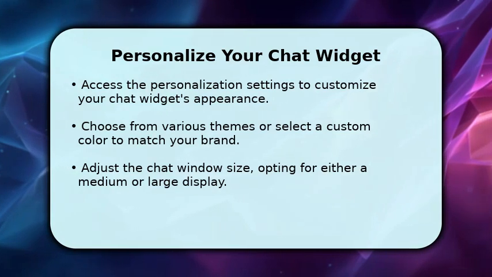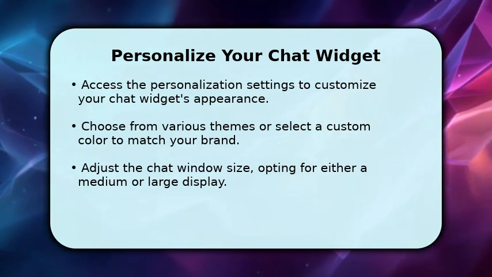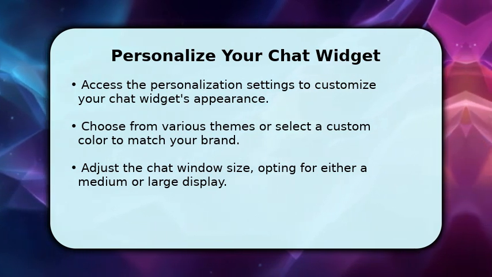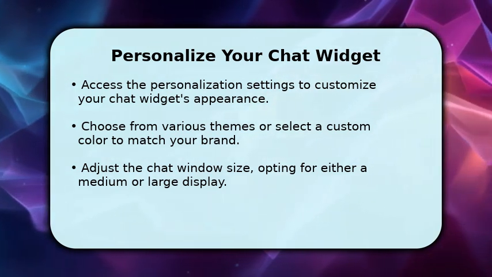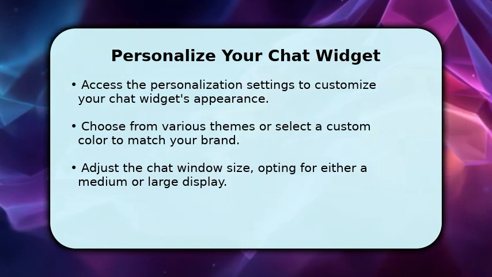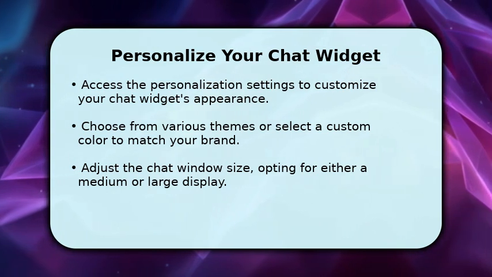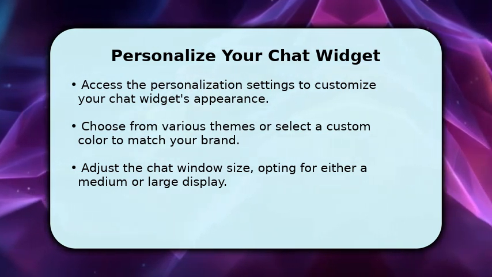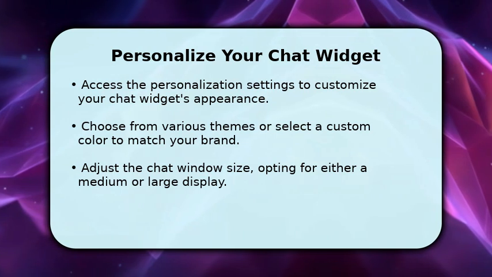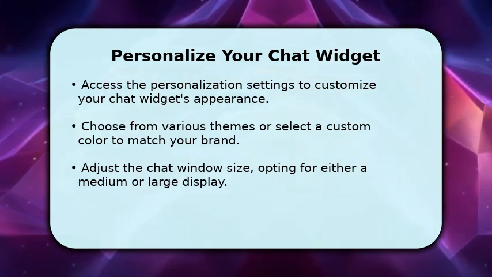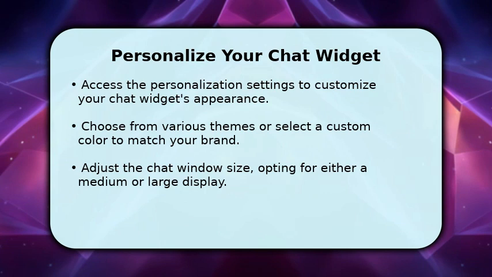Next, let's personalize your chat widget to align with your brand's aesthetic. Head over to the personalization settings, where you can select from several predefined themes or pick a custom color using a color picker. You can also decide on the chat window size, choosing between a medium or large option. Don't forget to customize the messages visitors see when operators are online or offline, ensuring a consistent brand voice.